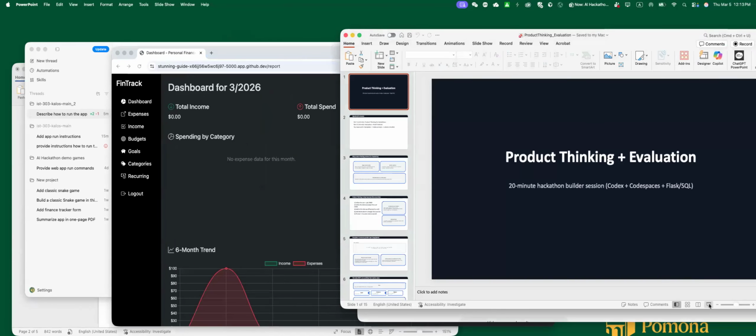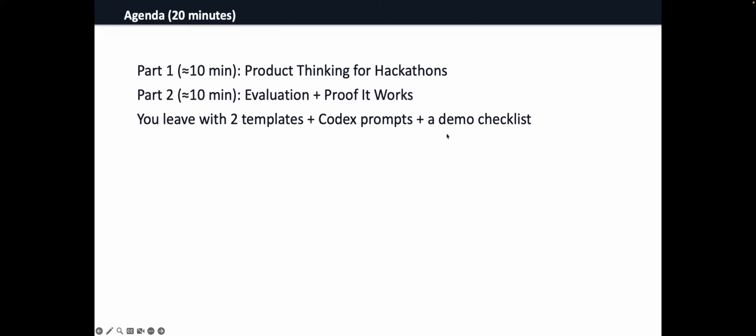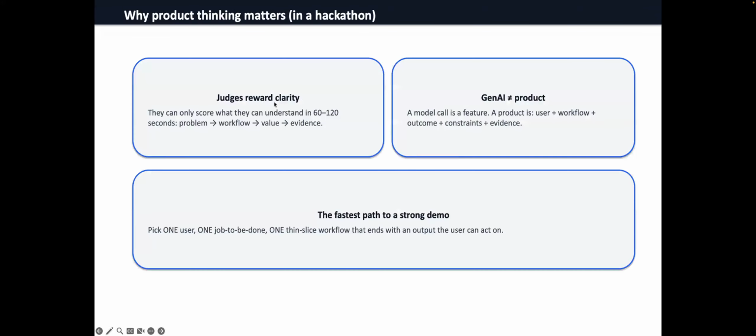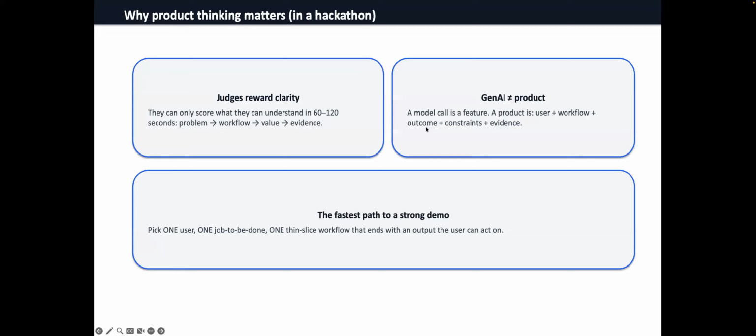So with that being said, for today we are mostly going to introduce so-called product thinking and how we can eventually evaluate your final product or your final project. For the first part, we're going to introduce what we mean by product design or product thinking. Then we are going to think about how we can evaluate our final product. At least what you are going to have is two templates for the product thinking and evaluation, and also the Codex prompts and a demo checklist.